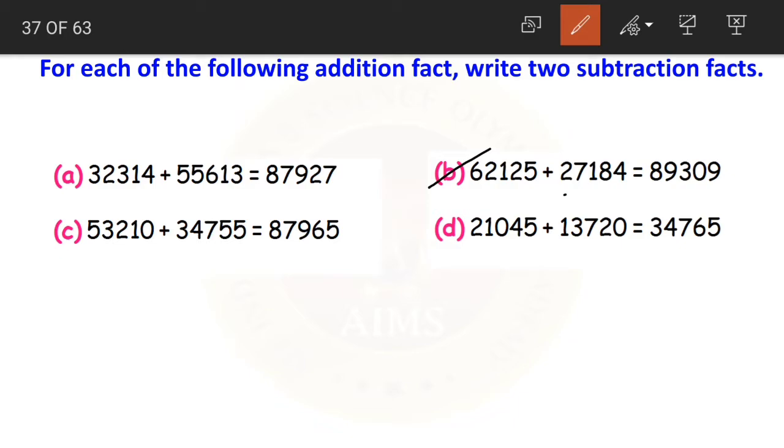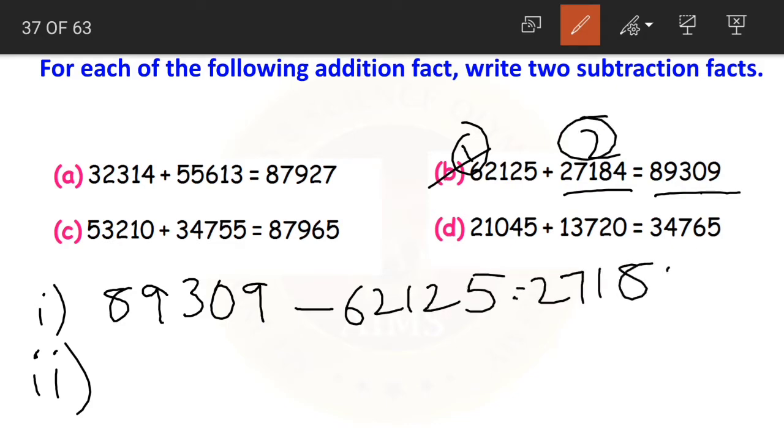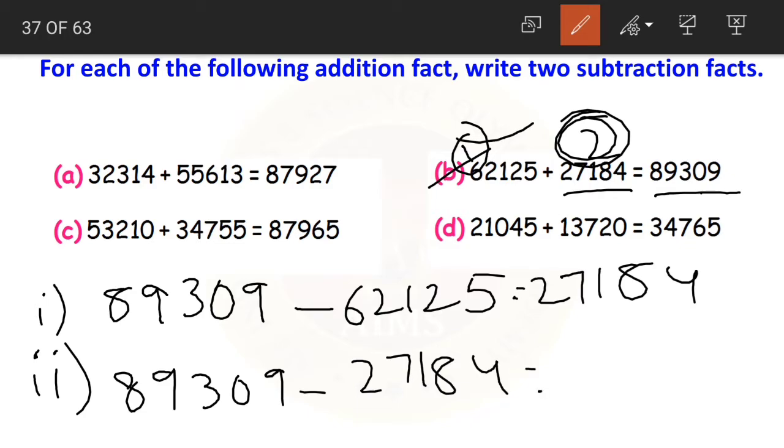62,125 plus 27,184 is equal to 89,309. Again, what did I say? Write the sum first. Subtract addend 1. The answer will be addend 2. Again, take the sum. Subtract addend 2. The answer will be addend 1. Very easy, right? We need not do anything. Just the same three numbers we have written in different formats, in different order.